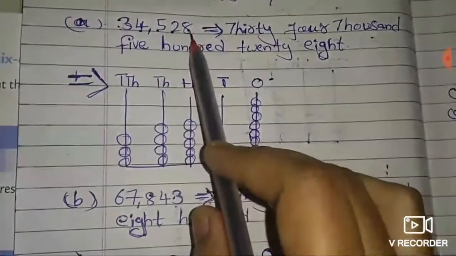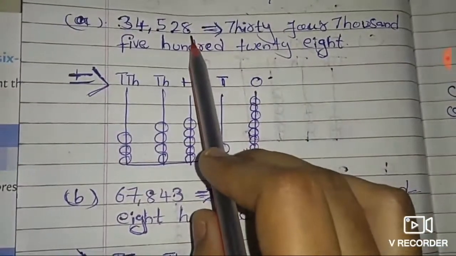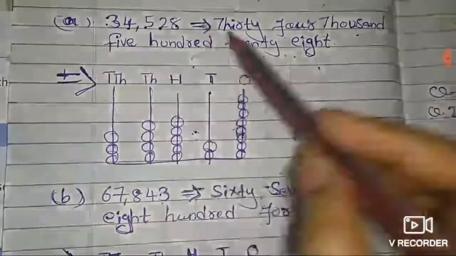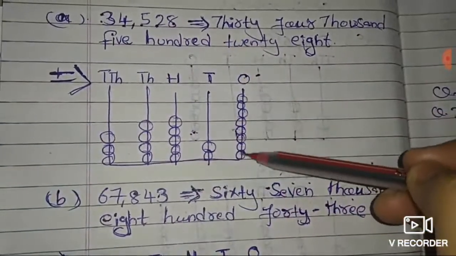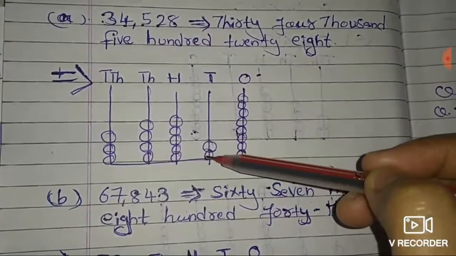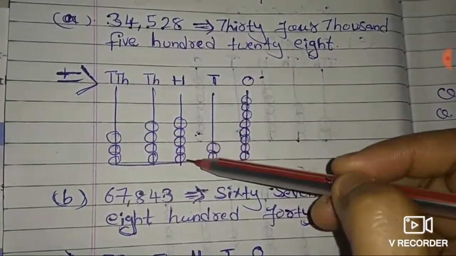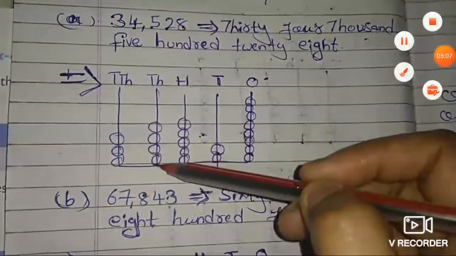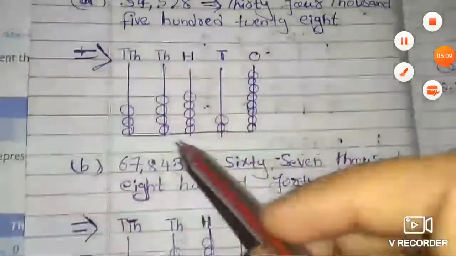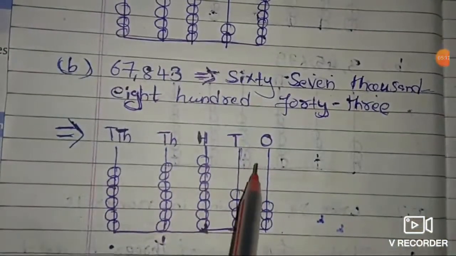So the first digit is 8, and the place value of ones. Ones, tens, hundreds, thousands, ten thousands. So in the ones place, draw 8 balls. Tens place, 2 balls. Hundreds place, 5 balls. Thousands, 4 balls, and ten thousands, 3 balls. Here I'm explaining, and please just write it down in a notebook.